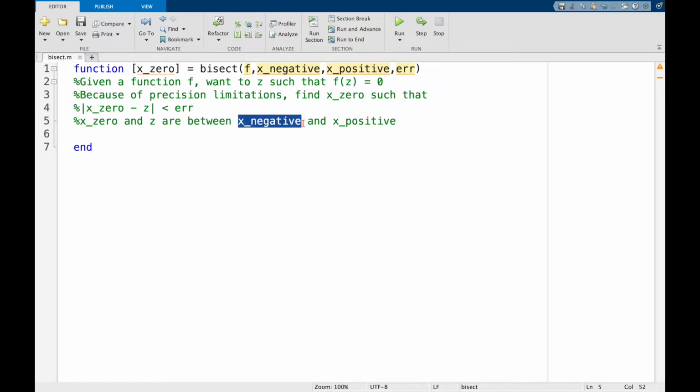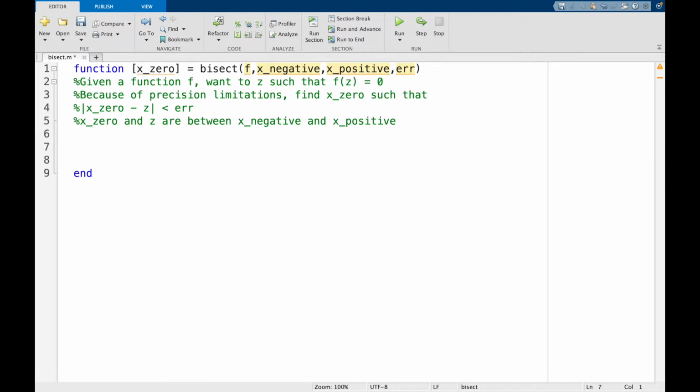So it's important to keep in mind, I don't know x negative relative to x positive. I don't know if it's greater or smaller. Because remember, all this says is that the function at this point is negative, and all x positive means is the function at this point is positive. So all we know is that x0 and z are somewhere between those 2 points. So how do we actually implement this?